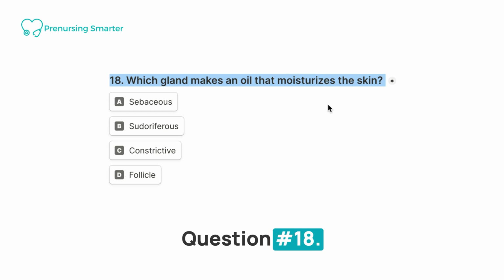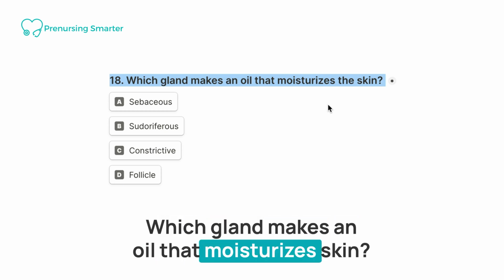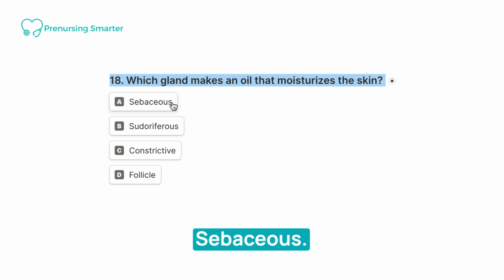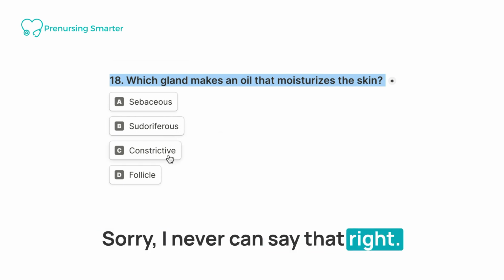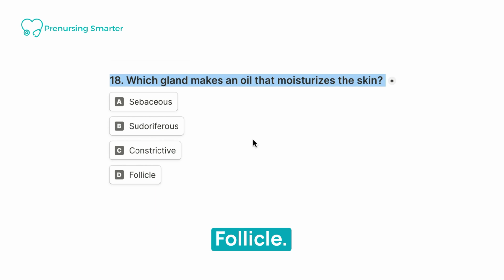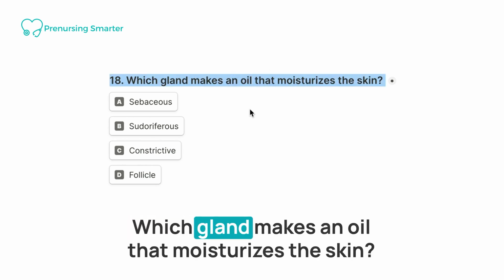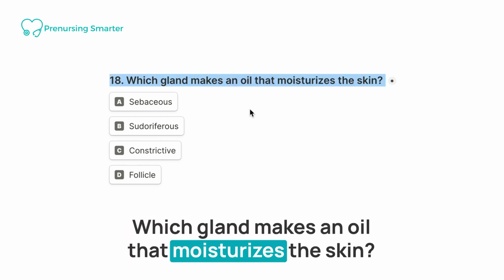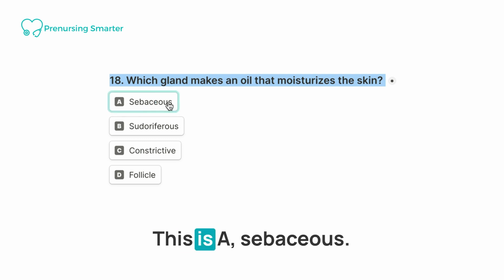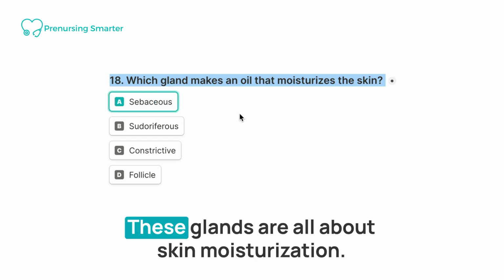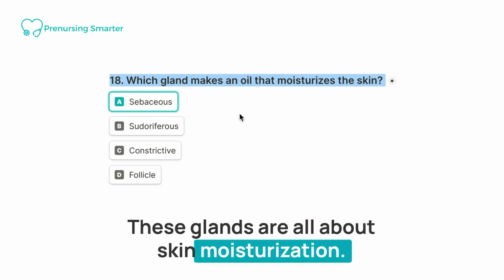Question 18. Which gland makes an oil that moisturizes skin? A, sebaceous, B, sudoriferous, sorry, I never can say that right, C, constrictive, or D, follicle. Which gland makes an oil that moisturizes the skin? This is A, sebaceous. This is sebum. These glands are all about skin moisturization.